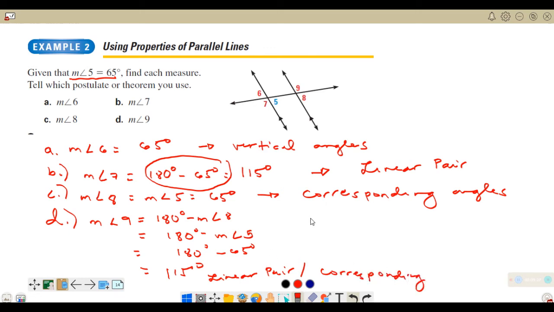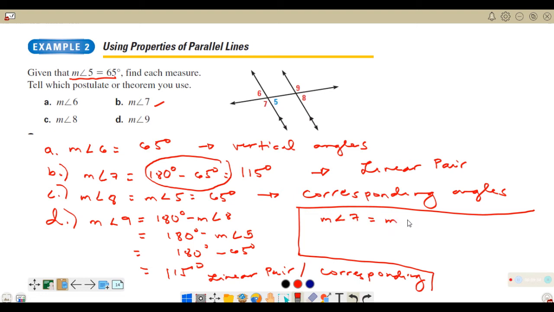Is there a simpler or shorter method for solving this? Yes. Since we already know the measurement of angle 7, measurement of angle 7 is equal to the measurement of angle 9. And measurement of angle 7 is equal to 115 degrees. Therefore, measurement of angle 9 is equal to 115 degrees as well. Why? 7 and 9 are alternate exterior angles.